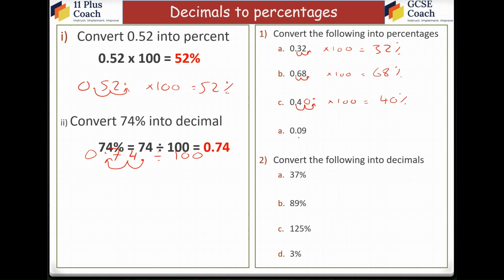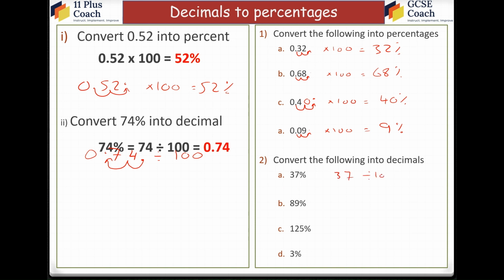And 0.09, again, times it by 100. In this case, you're going to move it two places to the right. 1, 2, so the decimal point at the end is a whole number. 009 will be just 9%. Hopefully you got those questions right. In the next question, we're going backwards from percentages to decimals. So you take the 37 and you're going to divide it by 100.